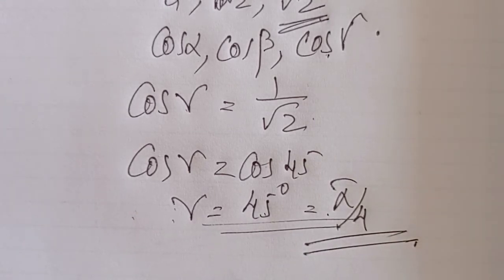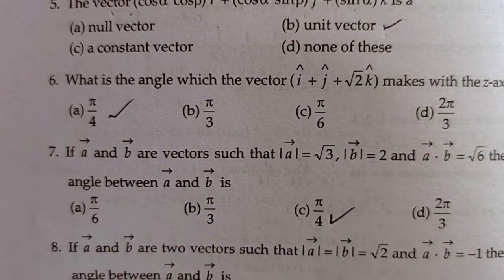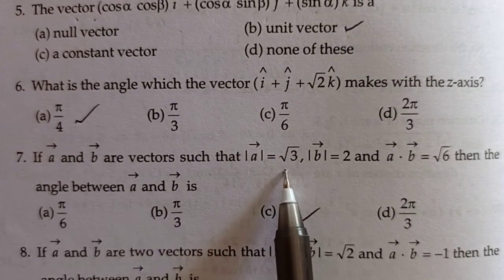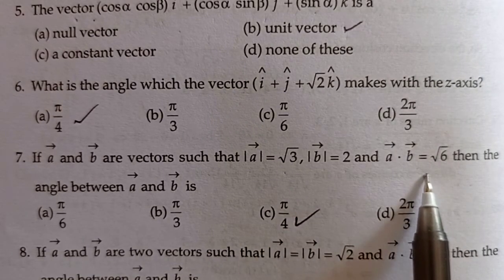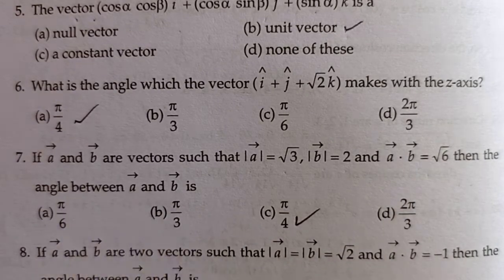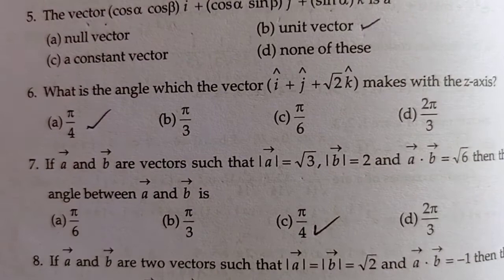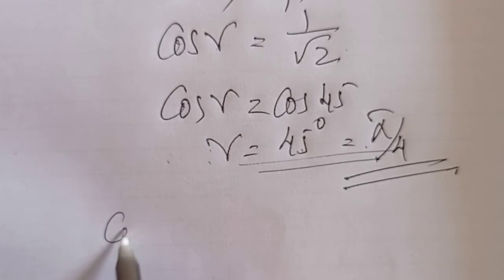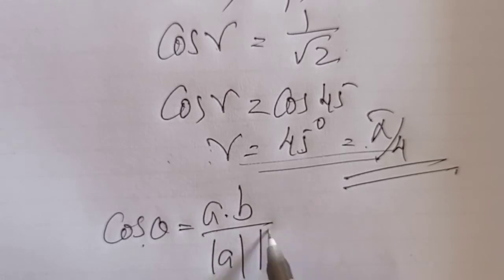Okay, students? Then copy the seventh question. If A and B are vectors such that mod A equal to root 3, mod B equal to 2 and A dot B equal to root 6, then the angle between A and B. The four options are also given in the question. Isn't it? Then how can you find the angle between A and B? Cos theta is A dot B by mod A mod B.